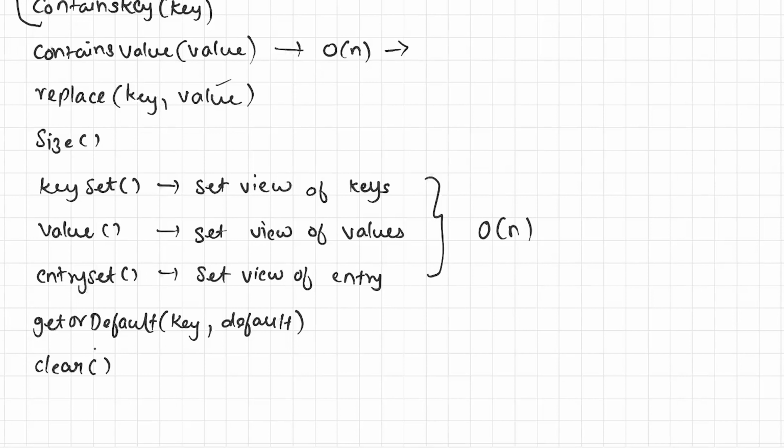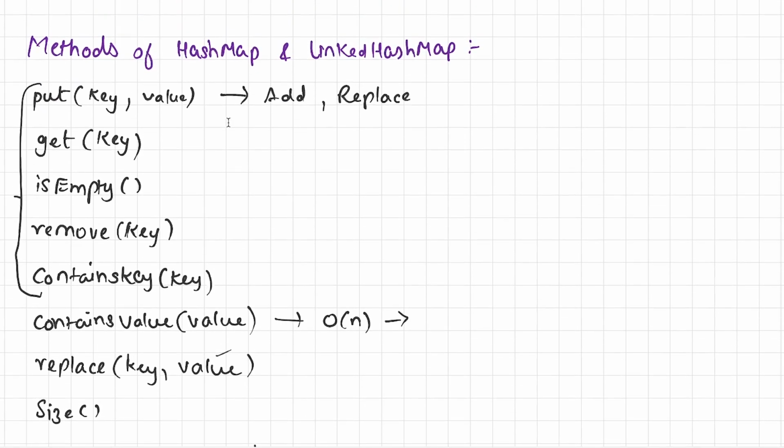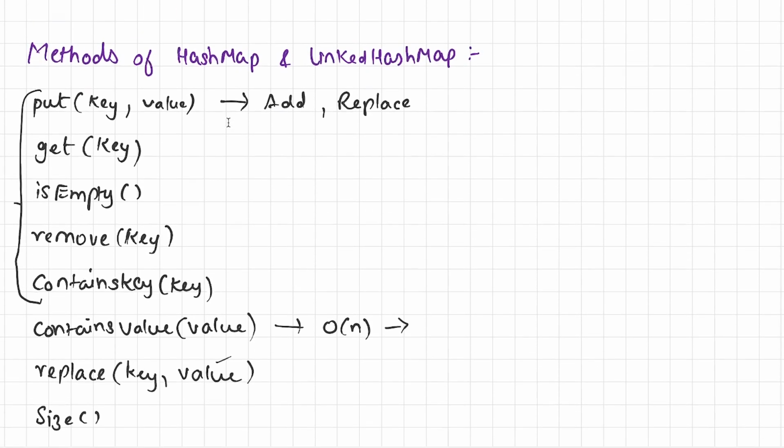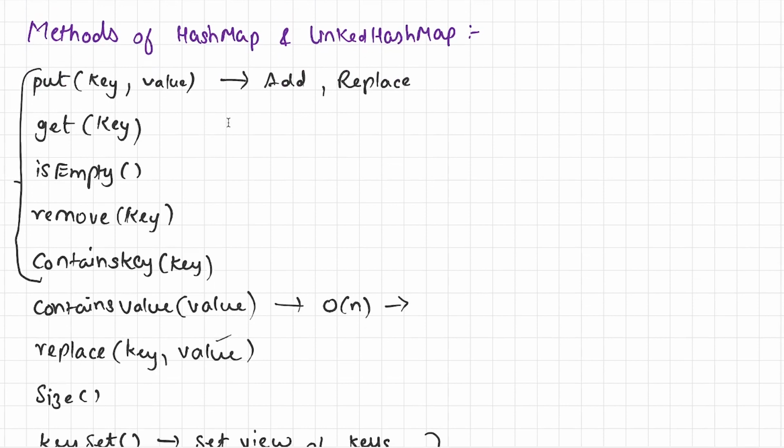Now the next method is the getOrDefault method. This method is used to get the value that is associated with the specified key. If the given key is not present in the HashMap, then it's going to return the default value that is provided in the argument of this method. Now the next method is the clear method. This is the last method, and this method is used to clear all the entries present in the HashMap and LinkedHashMap. So guys, these are the most commonly used methods that we can call on HashMap and LinkedHashMap. In the next video, we are going to see a hands-on demo of all the methods that we have discussed so far.